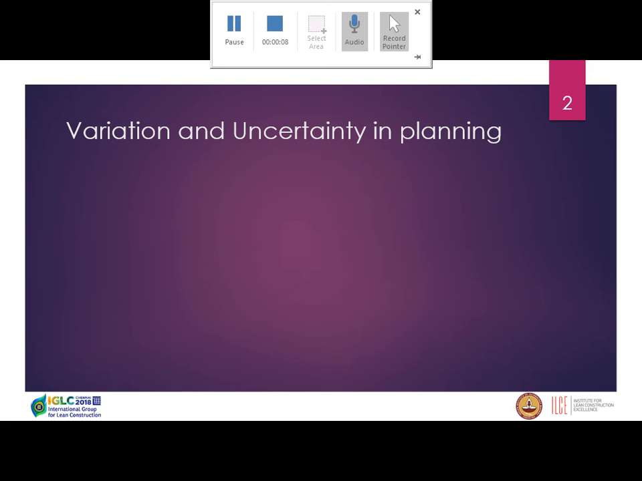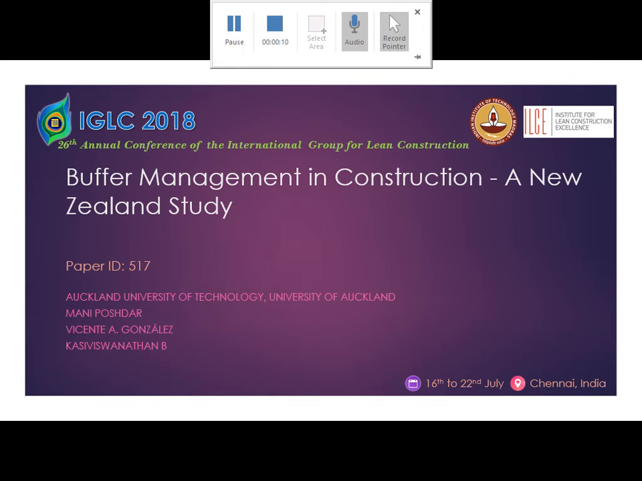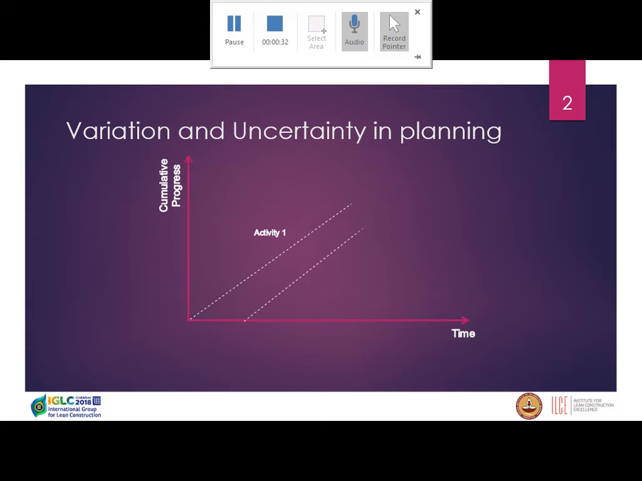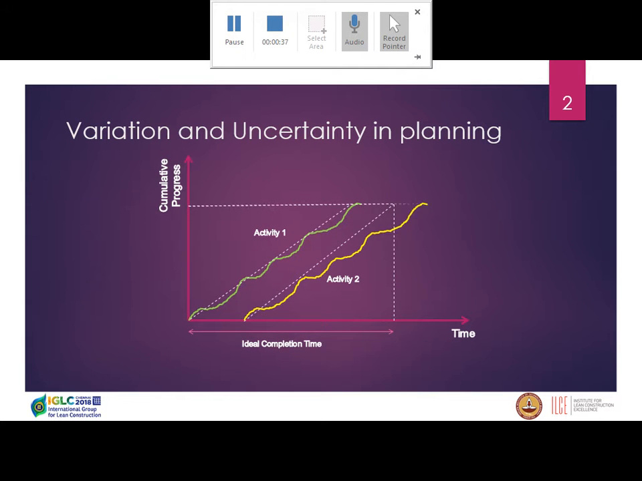So this study, buffer management in construction, is a joint study between my university and University of Auckland. Actually, Vicente used to be my supervisor when I was doing my PhD at UOA, and Cassie was my first student at the master's degree at the same university. So let's start from the definition of buffer and giving some reasons why we need to use buffers in projects.